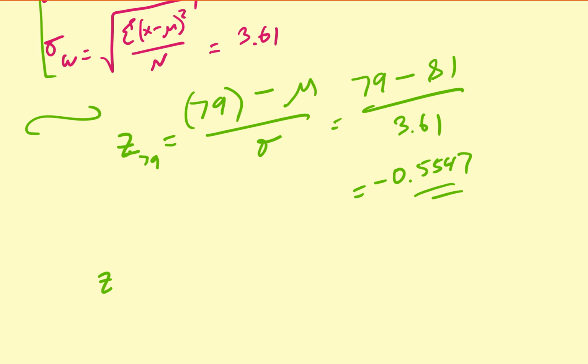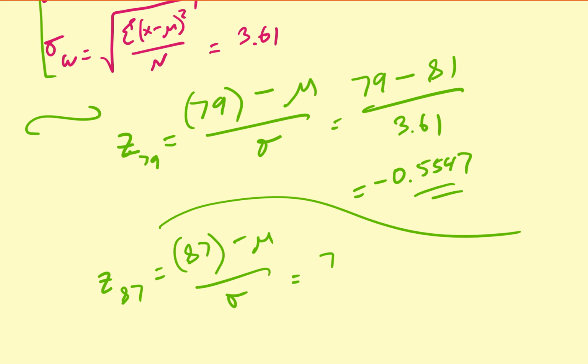And also note, suppose I want to find the z-score for 87. So that's going to be 87 minus the mean divided by the standard deviation. So that's going to be equal to, not 79, 87 minus 81 over 3.61. And that's going to be equal to 1.6641 approximately.